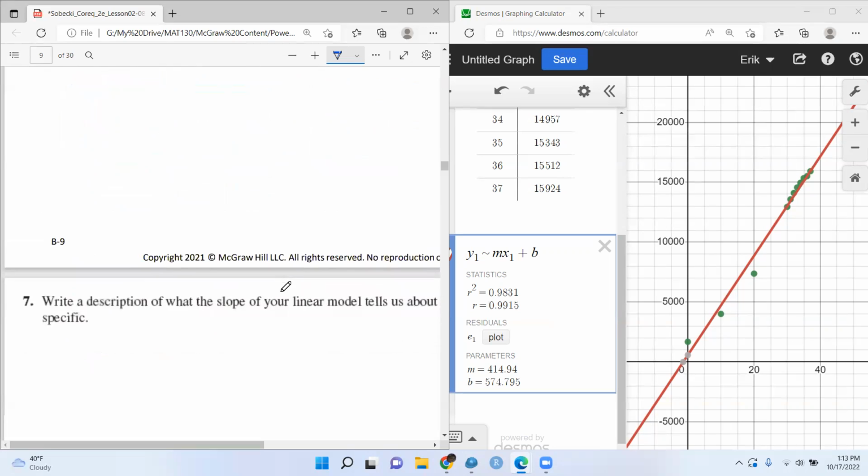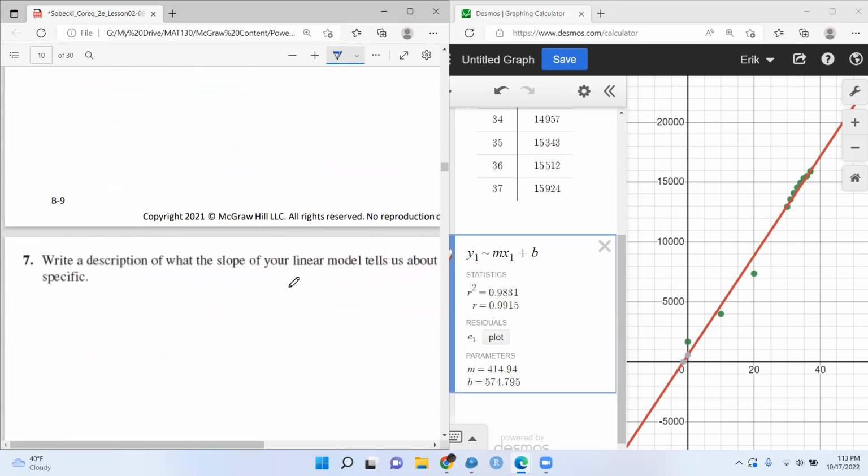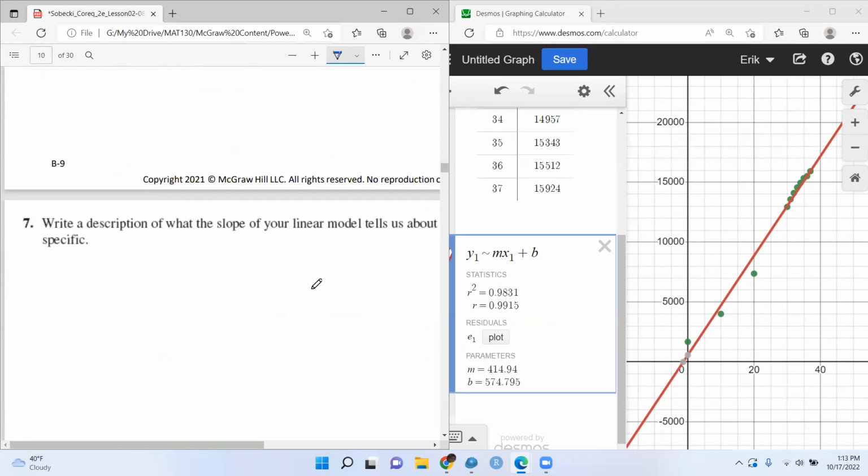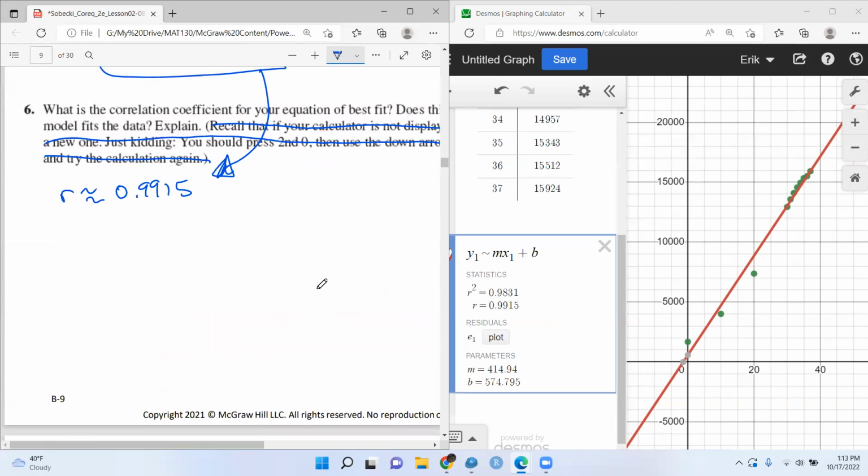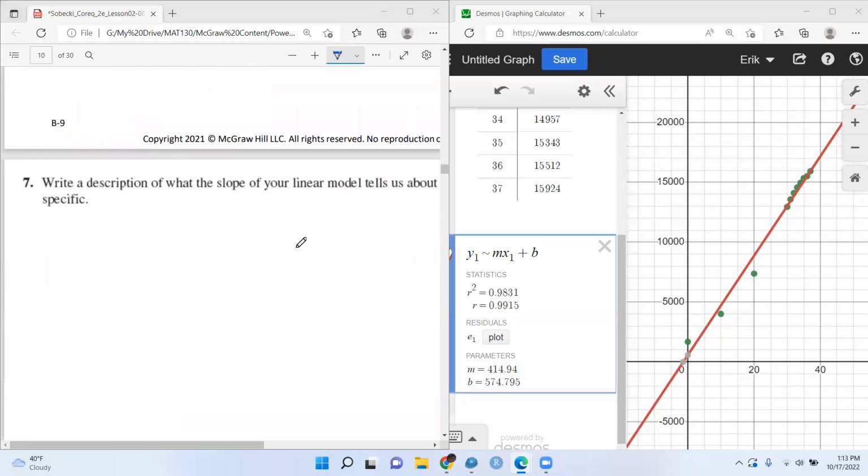Now, does he ask us to do this? Yes. Someone tell me the number for the slope. What is the slope in our model? Awesome, Janice, nailed it. 414.94. It's literally the m value, right? It's the number times x.